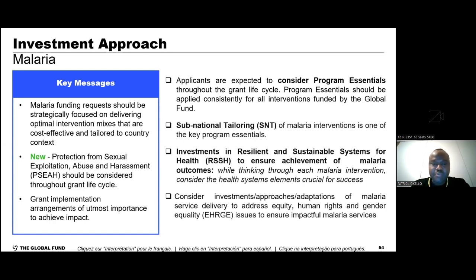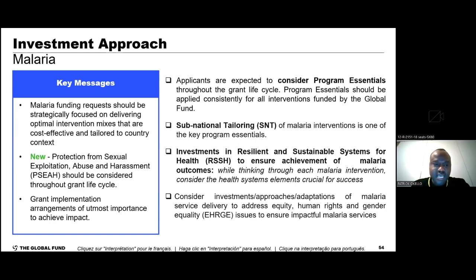So we hope you'll be able to use stratification to achieve subnational tailoring of your interventions. And for us in malaria, if you're thinking about integration, it's really RSSH that is the bedrock or foundation for delivery of malaria interventions. So my presentation and the next one are very much linked in that sense, as we rely on RSSH to ensure effective delivery of malaria interventions.